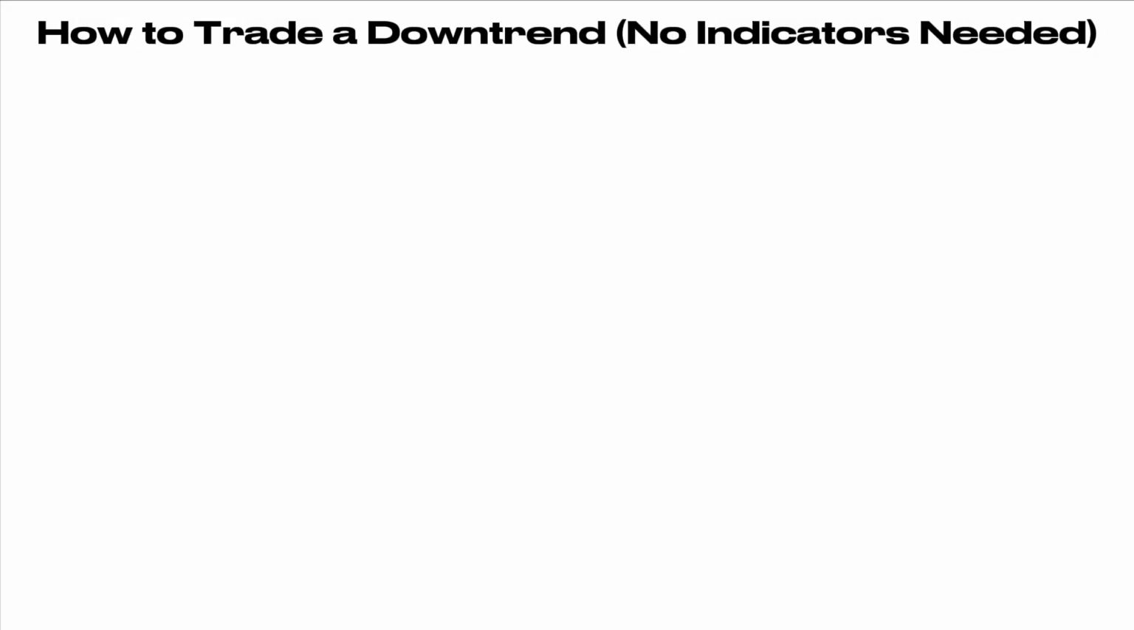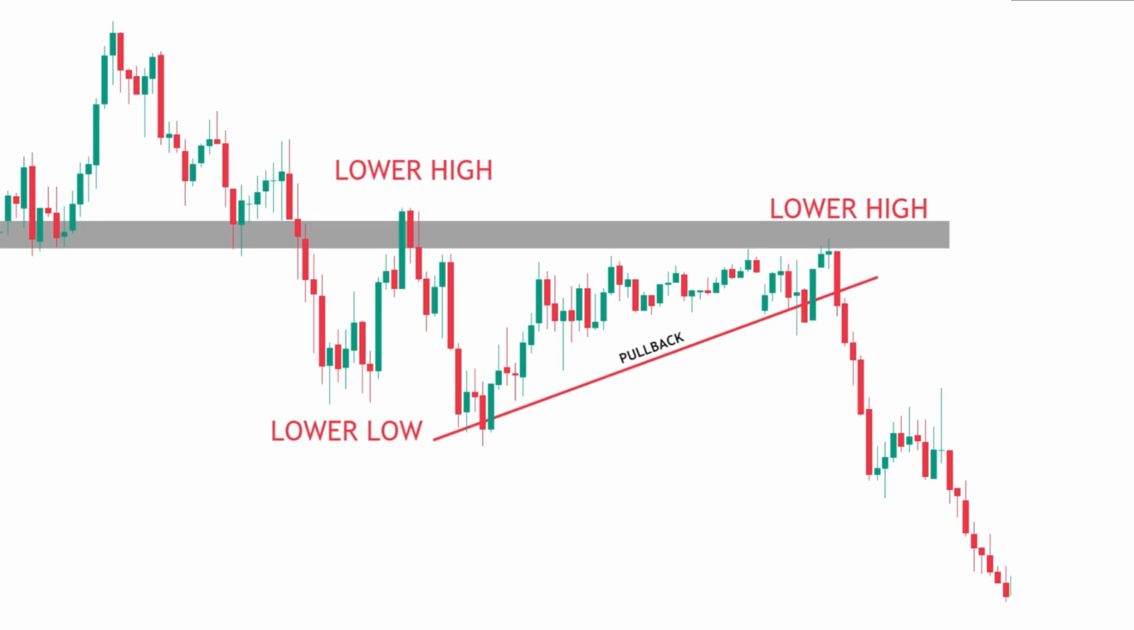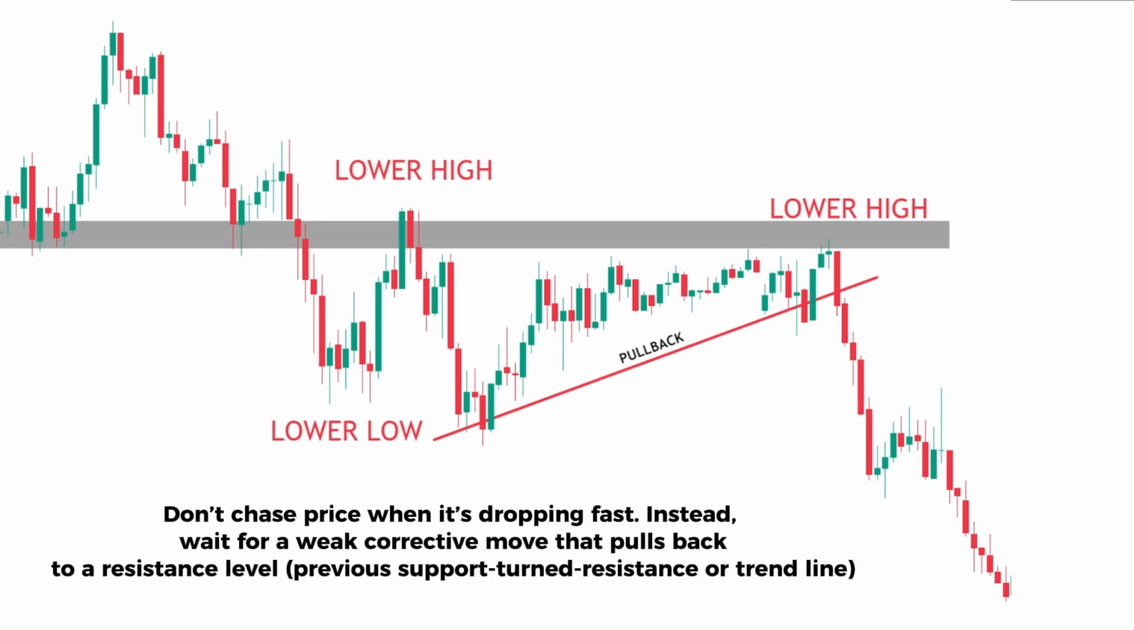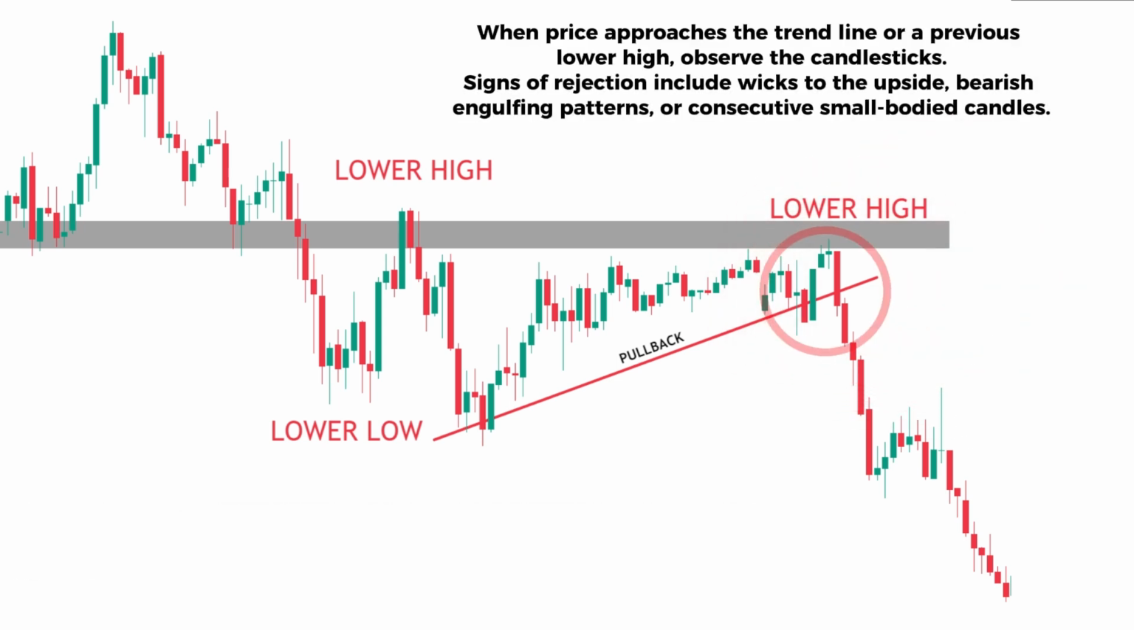How to trade a downtrend, no indicators needed. Wait for a pullback to a lower high. Don't chase price when it's dropping fast. Instead, wait for a weak corrective move that pulls back to a resistance level, previous support turned resistance, or trend line. Look for rejection at the resistance.